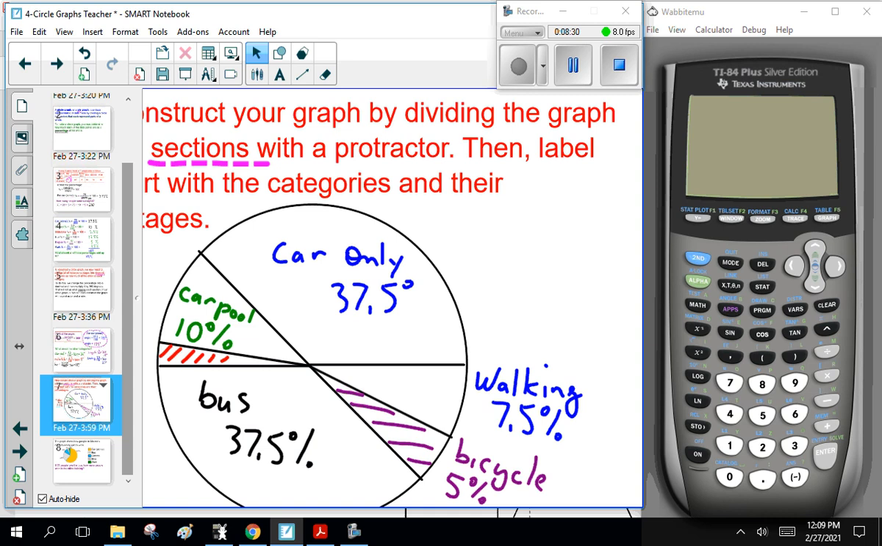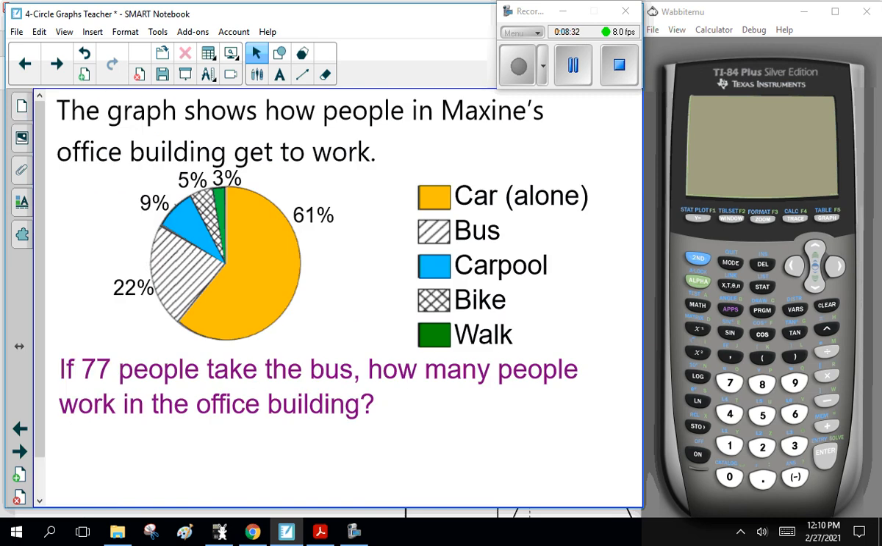I want to move on and do one last question, then I'm going to leave you alone. So this graph shows people in Maxine's office building getting to work. 61% are car by themselves, 22% are bus, 9% are carpool, biking is 5%, and 3% is walking. If 77 people take the bus, how many people work in the office building?